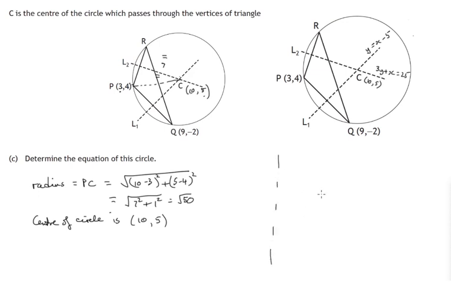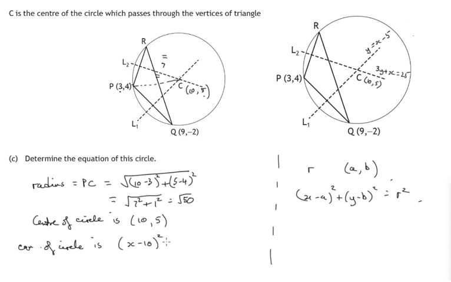Now, there is a result about circles that if we have a radius r and a centre (a, b), then the equation of the circle is x minus a all squared plus y minus b all squared equals r squared. So in this case, the equation of the circle is x minus 10 all squared plus y minus 5 all squared equals the radius squared, and if we square the square root of 50, we get 50. So that's the equation of this circle.